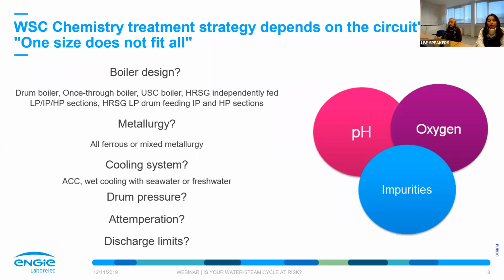Now the next question you have in mind probably is what should I have as target, which parameters should I follow, and so on. And my key message here is that the water steam cycle chemistry is specific. It depends on the circuit design, and one size does not fit all for sure. And what we see typically is that when we see on our review, it's typically copy-paste of standards without taking into account the specificity of the plants.